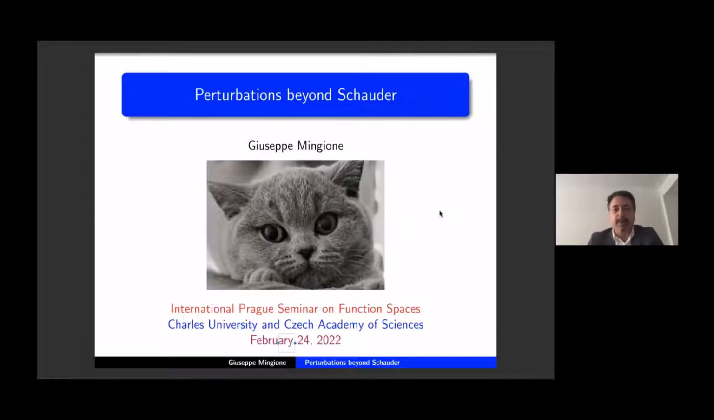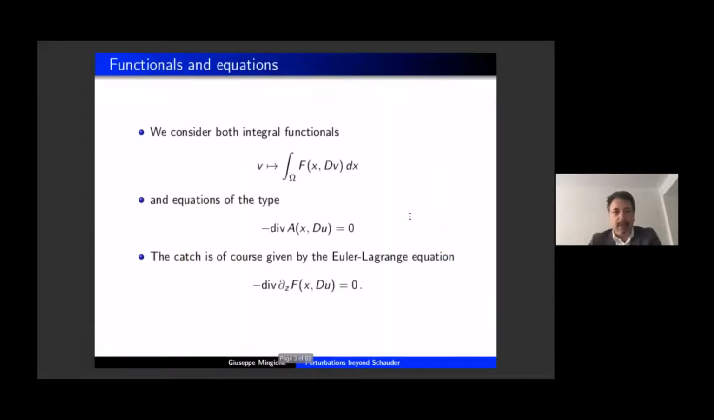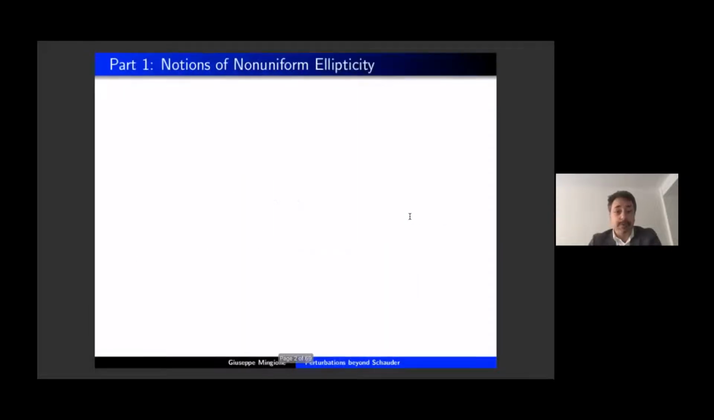So it's perturbation beyond Schauder. It's actually about a recent paper that I wrote with Cristiana De Filippis from Parma, and this paper contains the long-awaited extension of Schauder theory to the class of non-uniformly elliptic operators. Let me start from different notions of non-uniform ellipticity.